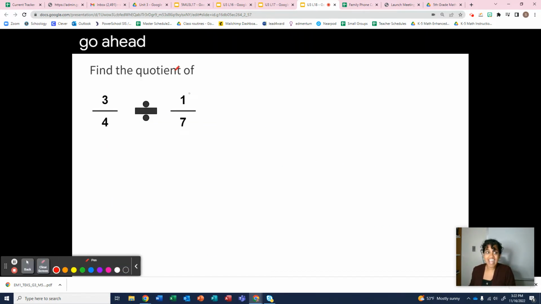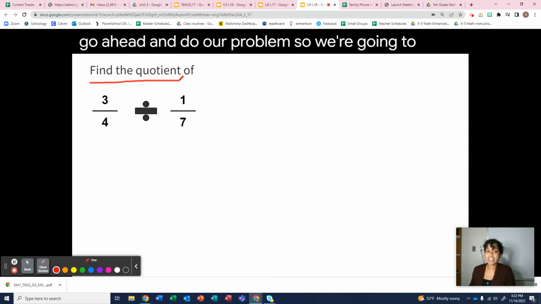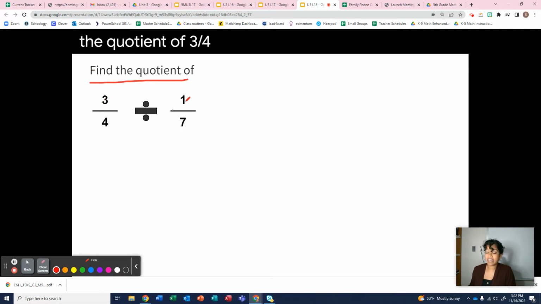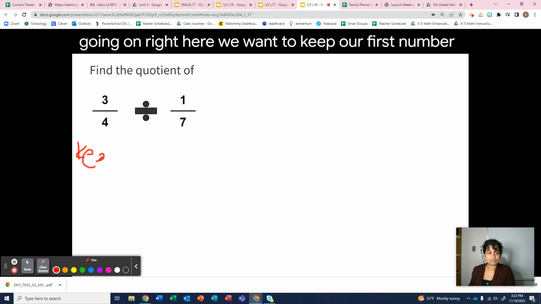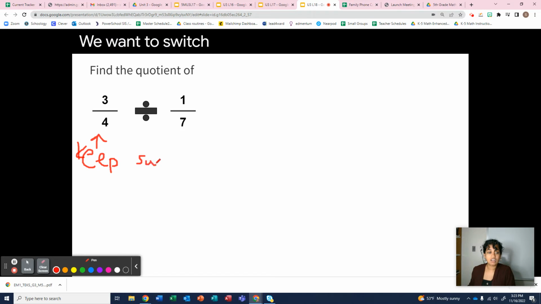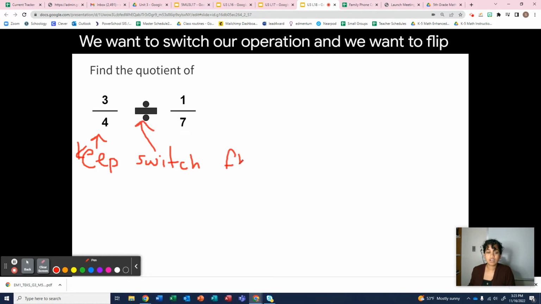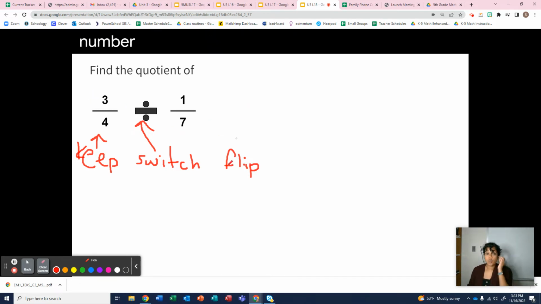All right, let's go ahead and do our problem. So we're going to find the quotient of 3/4 divided by 1/7. So we're going to multiply by the reciprocal, which means we're going to go ahead and flip the second number, but we want to remember these three things. We want to keep our first number. We want to switch our operation, and we want to flip our second number. So we're going to keep our first number, which is 3/4.